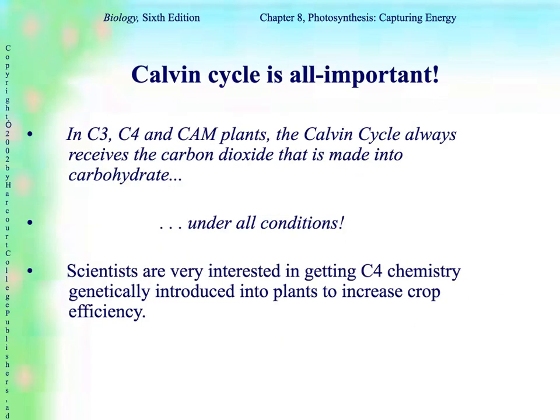So the last thing is just that the Calvin cycle is truly the most important part of photosynthesis because that is what is making the carbohydrate, making the glucose, and that's what's the most important, no matter what kind of plant it is. It's the Calvin cycle. That's the most important thing.